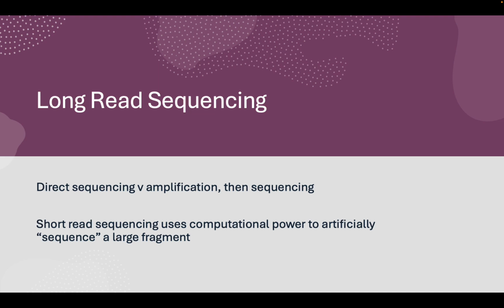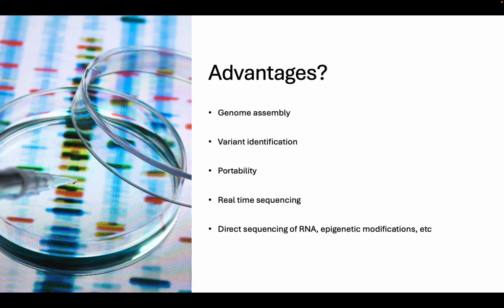So when you're talking about long read sequencing, some of the advantages are that it absolutely is really, really helpful with genome assembly. Because if you have to put millions of tiny pieces together, that's much harder than putting together a few really large pieces. It can help you identify variants because you can see where maybe there's a mutation that could get lost in the signaling in the short read sequencing.